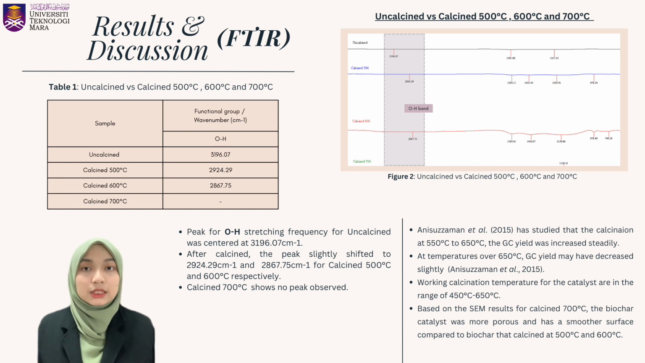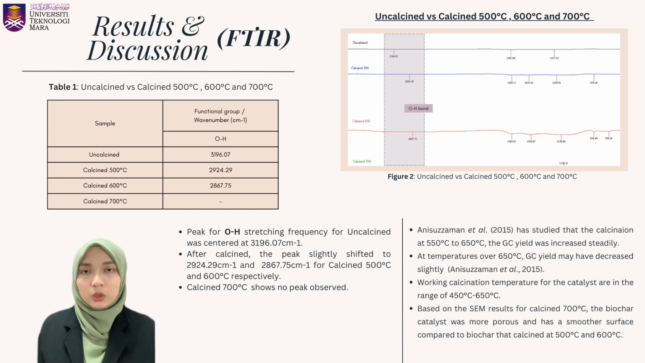Anisuzzaman et al. 2015 studied that for calcination at 550 to 650 degrees Celsius, the GC yield increased steadily. At temperatures over 650 degrees Celsius, the GC yield may have decreased slightly. Therefore, higher temperature could affect the effectiveness of catalysts for the production of GC yield. The hypothesis from these results is that calcination at 700 degrees Celsius might be too high and cause the sample to lose moisture, affecting the frequency of the OH group that corresponds to water. The working calcination temperature for the catalysts is in the range of 450 to 650 degrees Celsius.